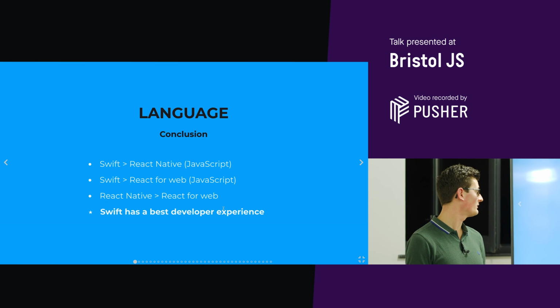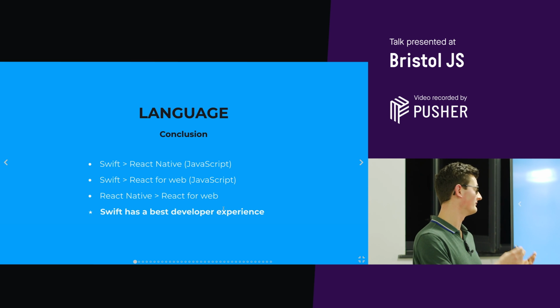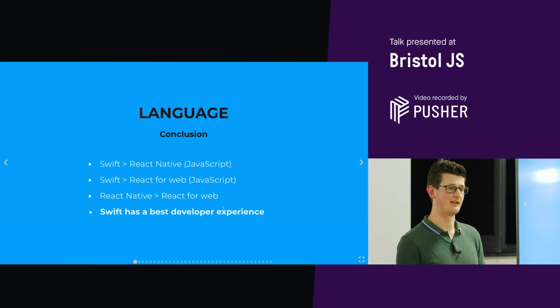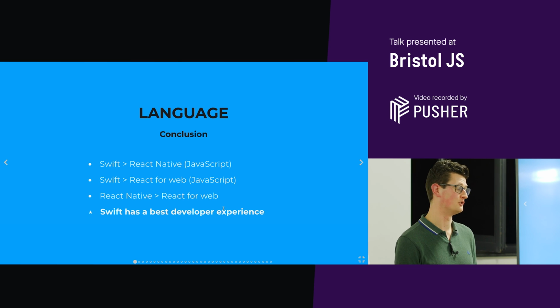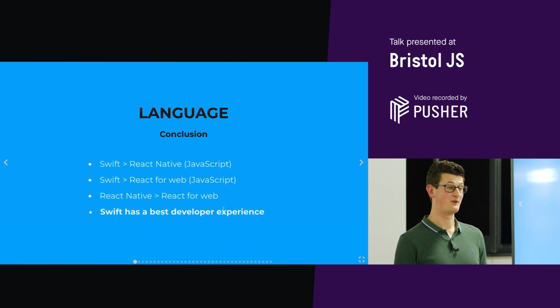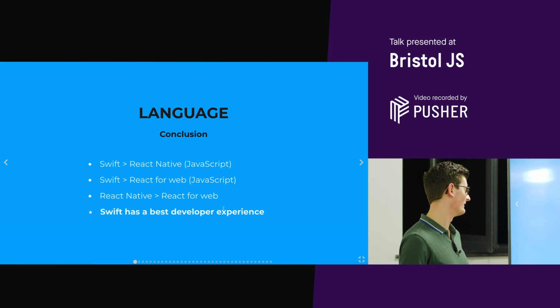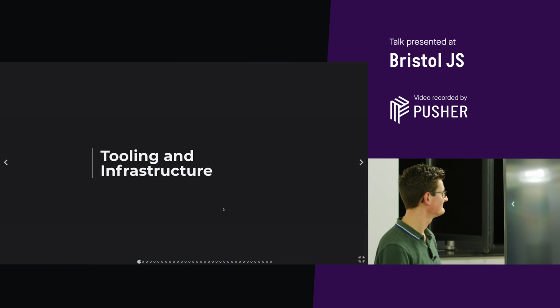I preferred working with Swift compared to React Native and React for the web, primarily because I preferred working with Swift compared to JavaScript, really. It wasn't so much the React Native or React components, it's the fact that it's just JavaScript under the surface in your methods and functionality. And comparing React Native to React for the web, I actually preferred React Native because some of the components that come with the library were a lot easier to work with. So overall, I think Swift has the best developer experience when it comes to the language.